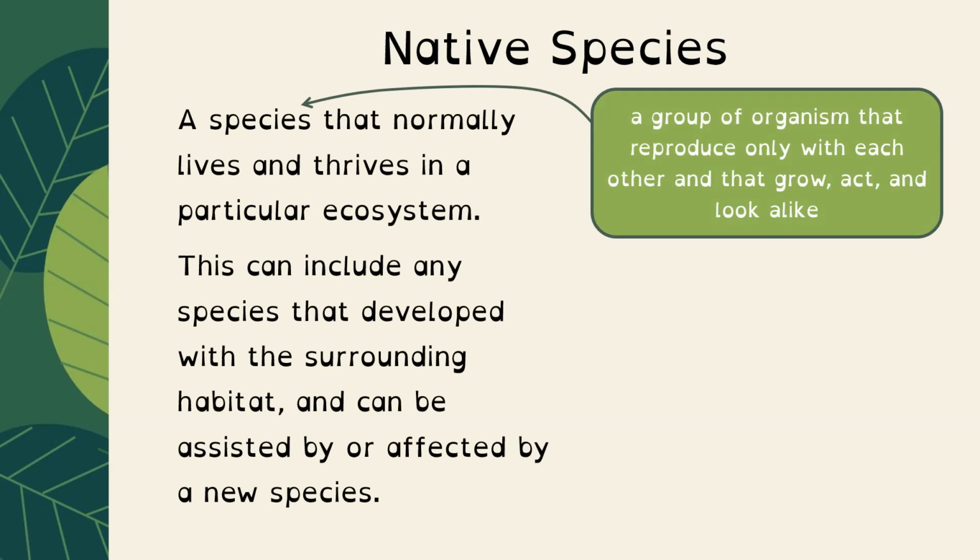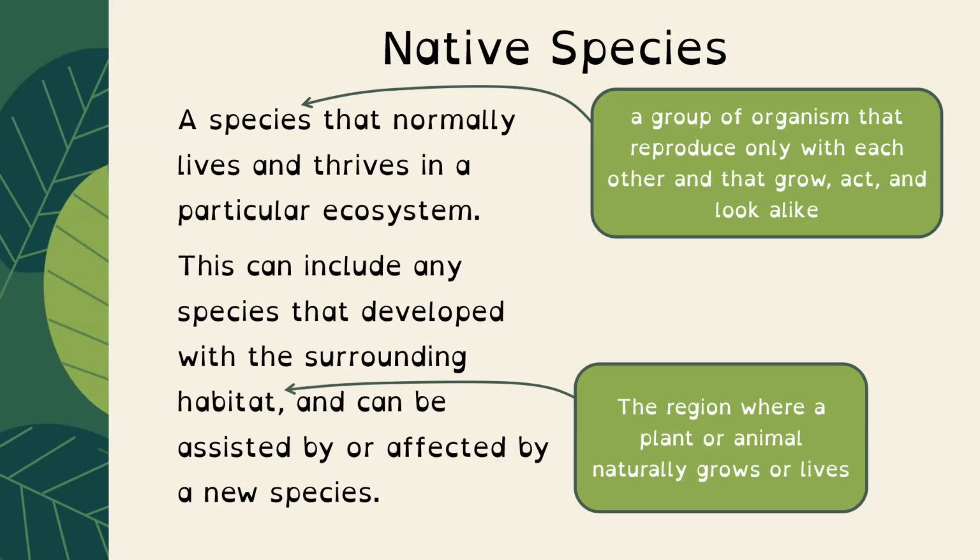This can include any species that developed with the surrounding habitat and can be assisted by or affected by a new species. So a habitat is the region where a plant or animal naturally grows or lives. So these are important, again, important vocabulary to have.